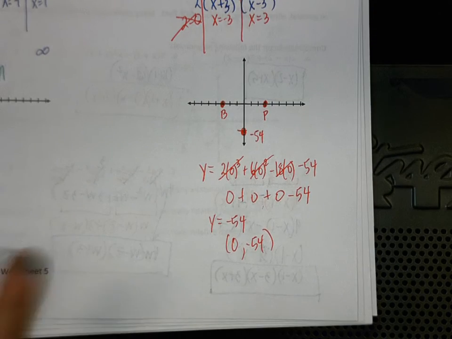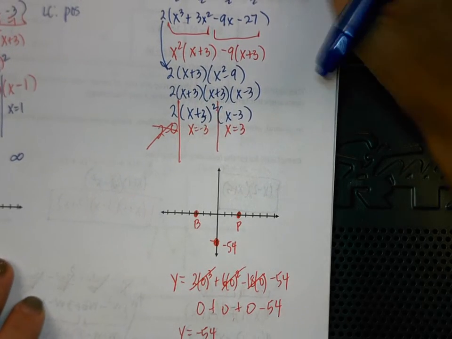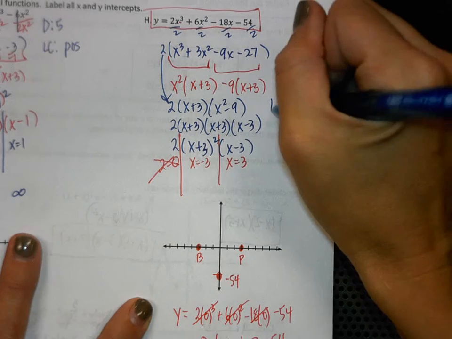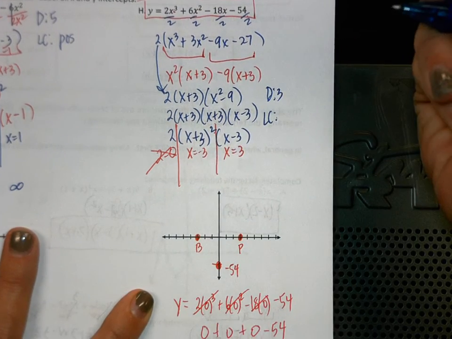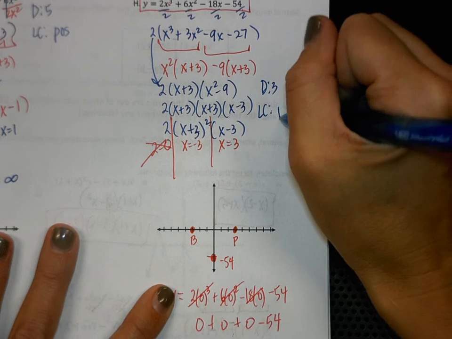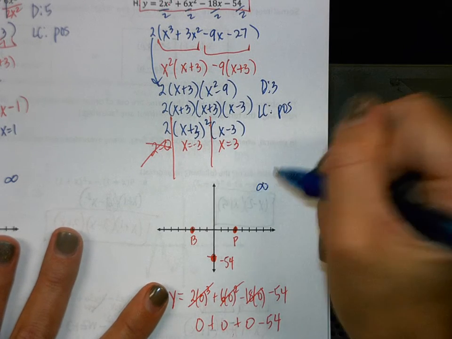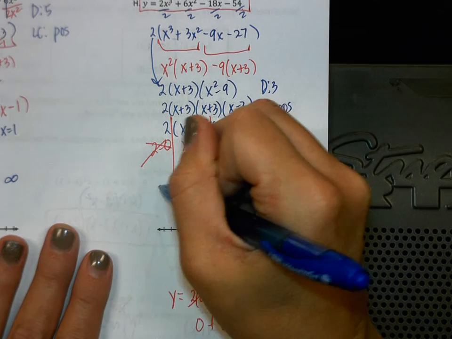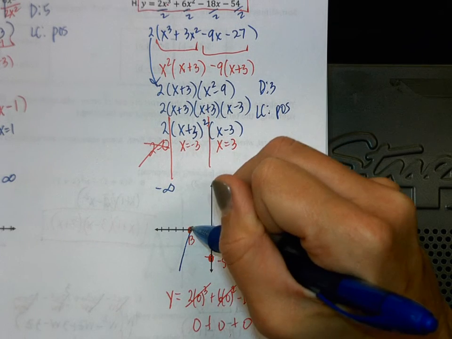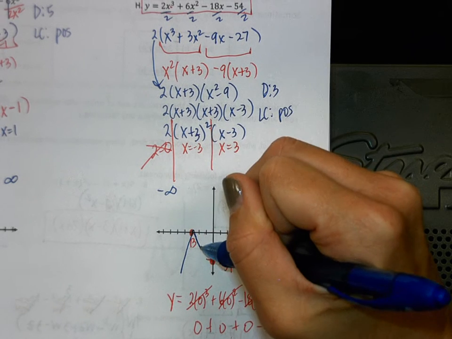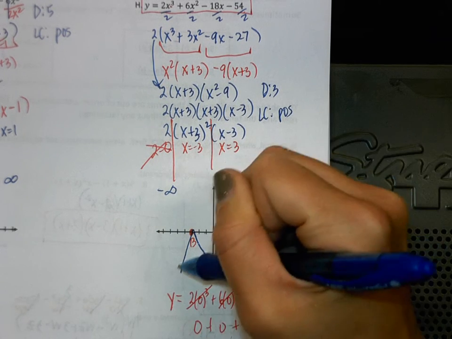So what degree did this end up having? Degree of 3. So that means my leading coefficient, also my leading coefficient is what? Positive 2. And so my right end behavior is going to be positive, and my left end behavior will be negative. And so we start negative, it bounces, so I go back down, I go through negative 54, and I pass through, and it's going up. And so there's my graph.